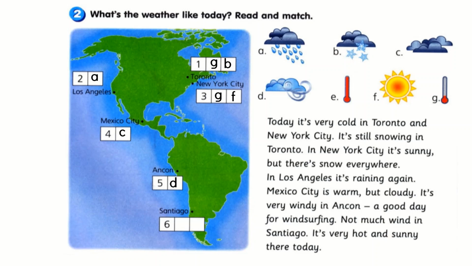Not much wind in Santiago. It's very hot and sunny there today. So first is hot. That's E. So let's fill it with E. And sunny. That would be F.